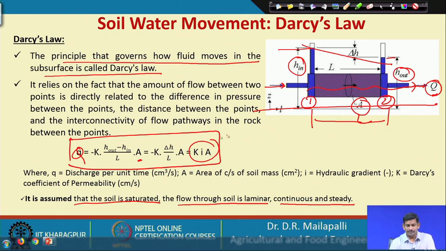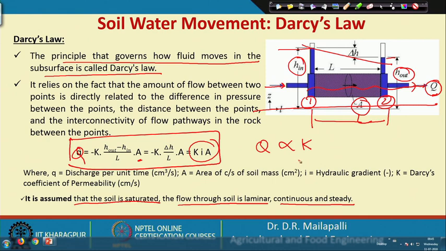So, Q is directly proportional to K. Q is equal to K when the hydraulic gradient is unity, that is, when A is equal to 1 and d H by L is equal to 1. In these two cases, Q is nothing but the hydraulic conductivity.